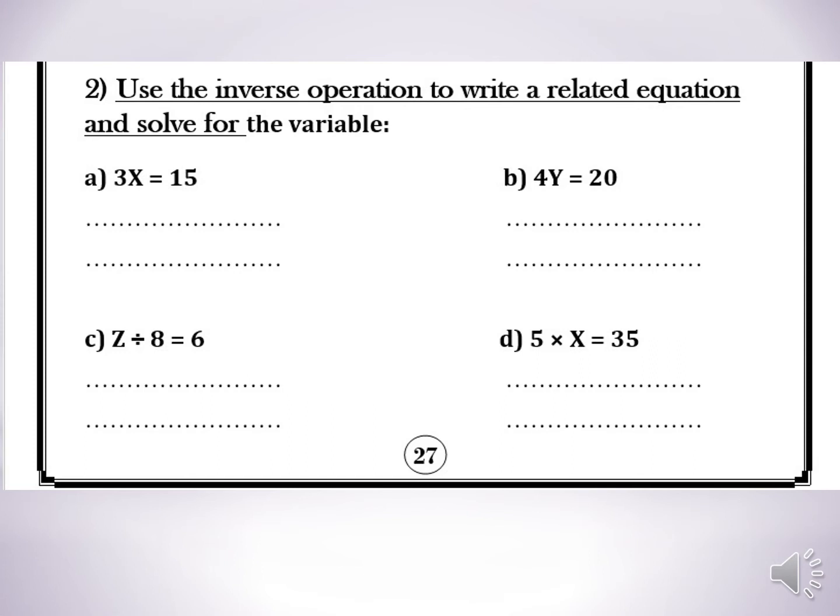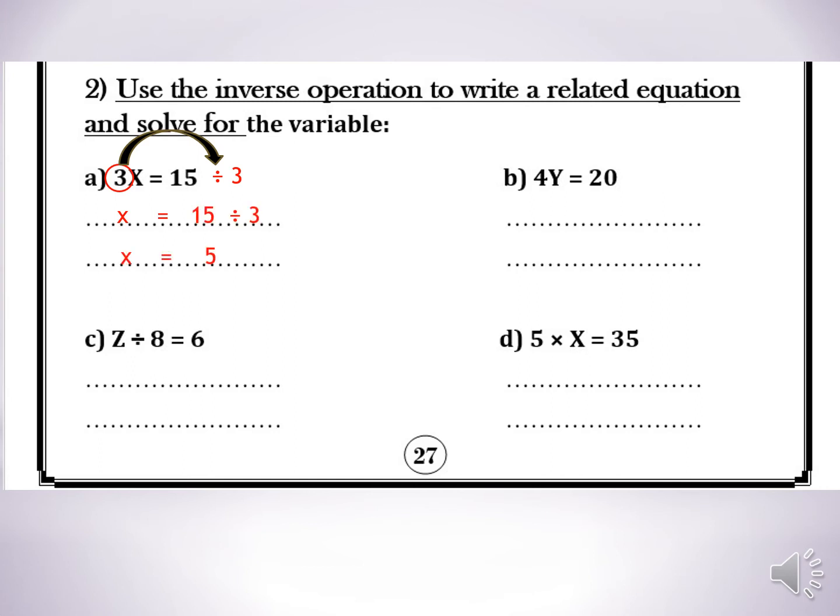Number 2, use the inverse operation to write a related equation and solve for the variable. In letter A, I have 3x equals 15. So take the number to the other side with the opposite sign. So I will take 3 to the other side with the opposite sign. Here the sign is hidden multiplication. So I will send it to the other side as division. So it will be 15 divided by 3. So x equals 15 divided by 3. 15 divided by 3 equals 5.